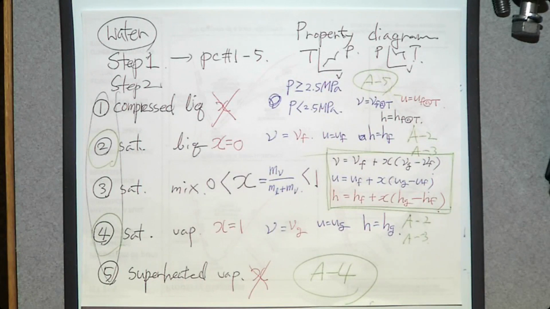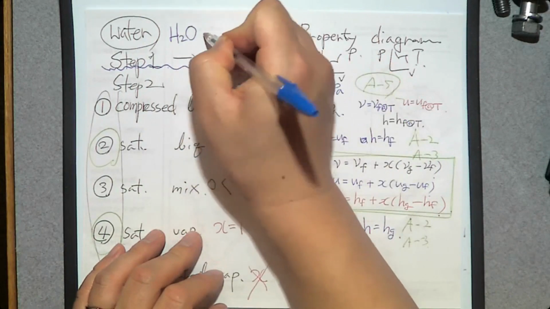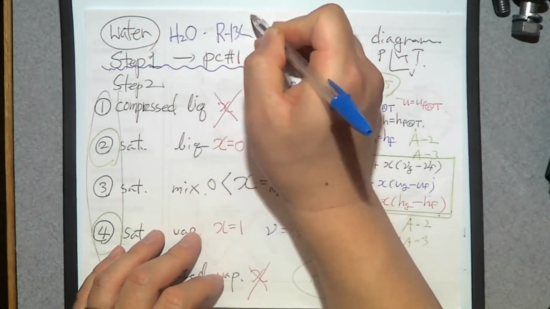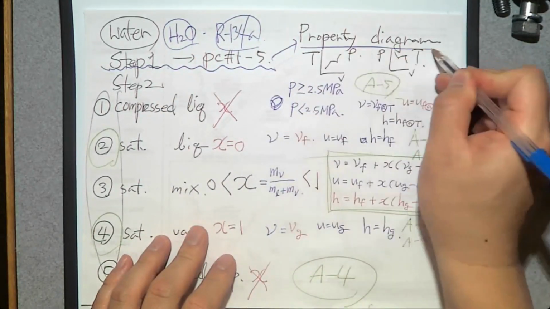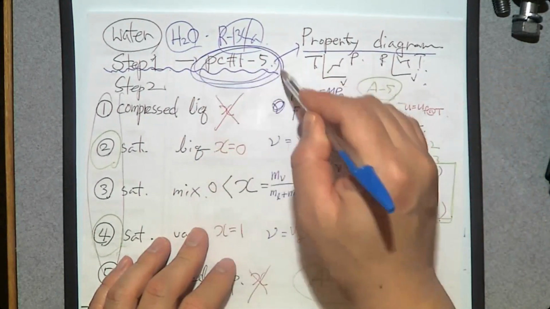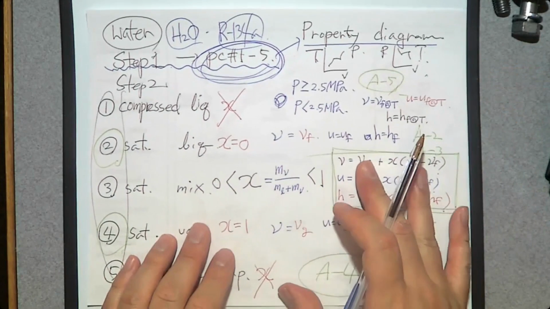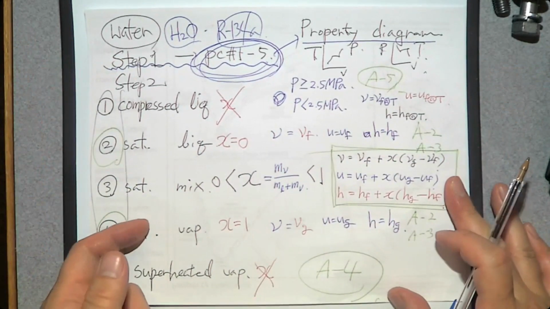Okay, last week we studied how to evaluate a property of phase change material. When you have a phase change material such as water or refrigerant R134A, we can use a property diagram such as a T-v or P-v diagram to determine the phase change process. And once you determine the phase change process, you can follow this instruction to evaluate its property.